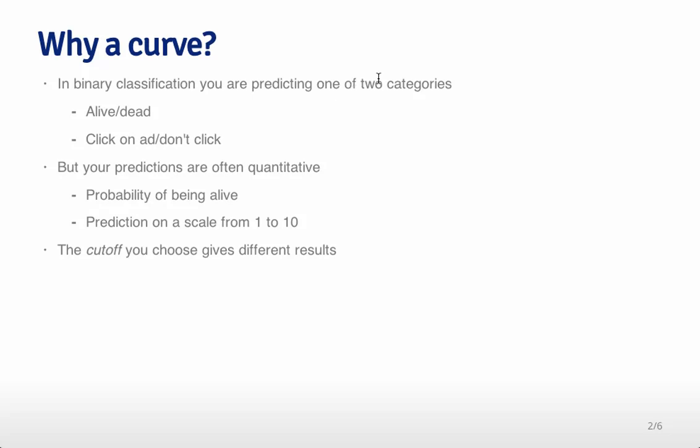But your predictions often come out to be quantitative. In other words, almost all the modeling algorithms that we have won't just assign you to one class or the other. They might give you, say, a probability of being alive, or a prediction on a scale from 1 to 10 about whether you'll click on the ad or not.